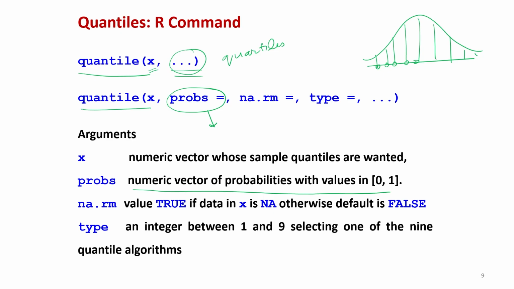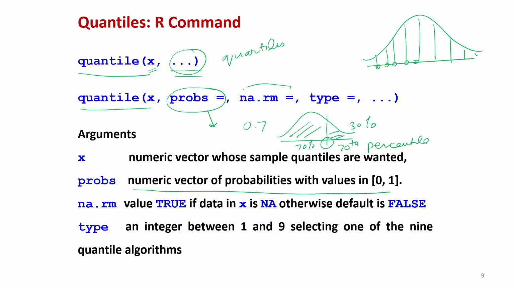So for example, I can use here probs equal to, suppose, 0.7. That means the entire data is partitioned such that the left hand side has 70% of the values and the right hand side has 30% of the values. So we are getting basically the 70th percentile. This is what I mean.